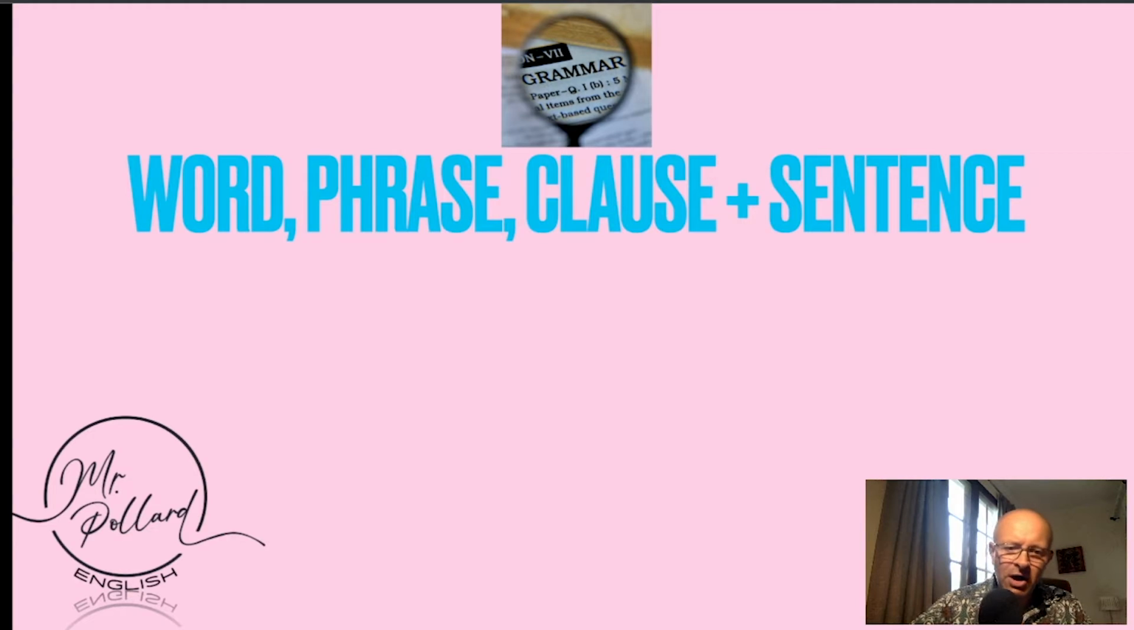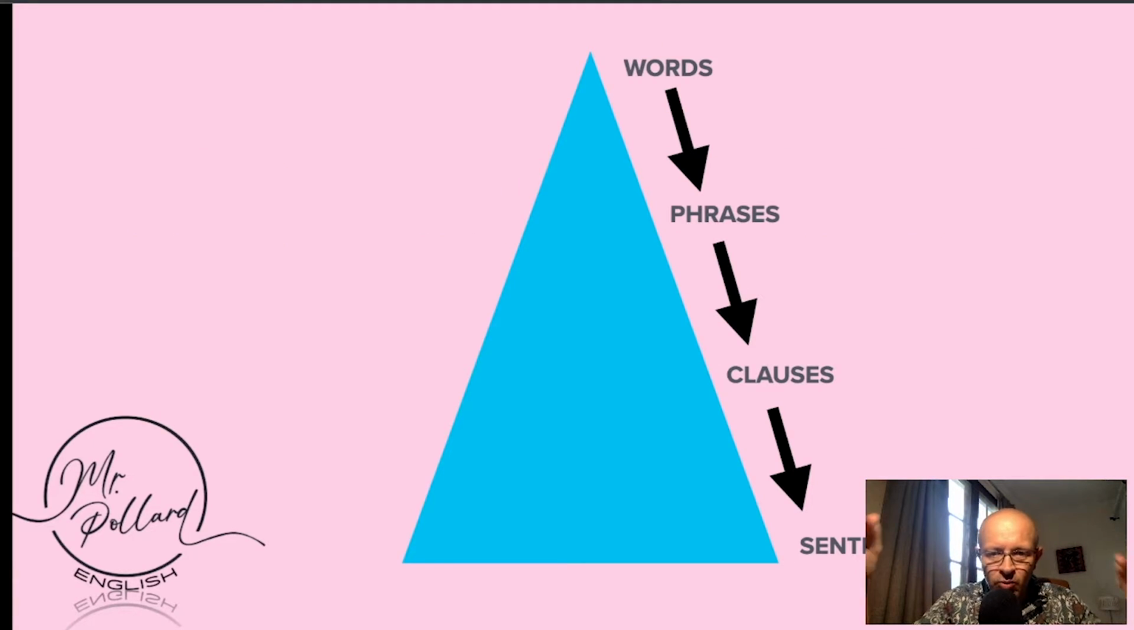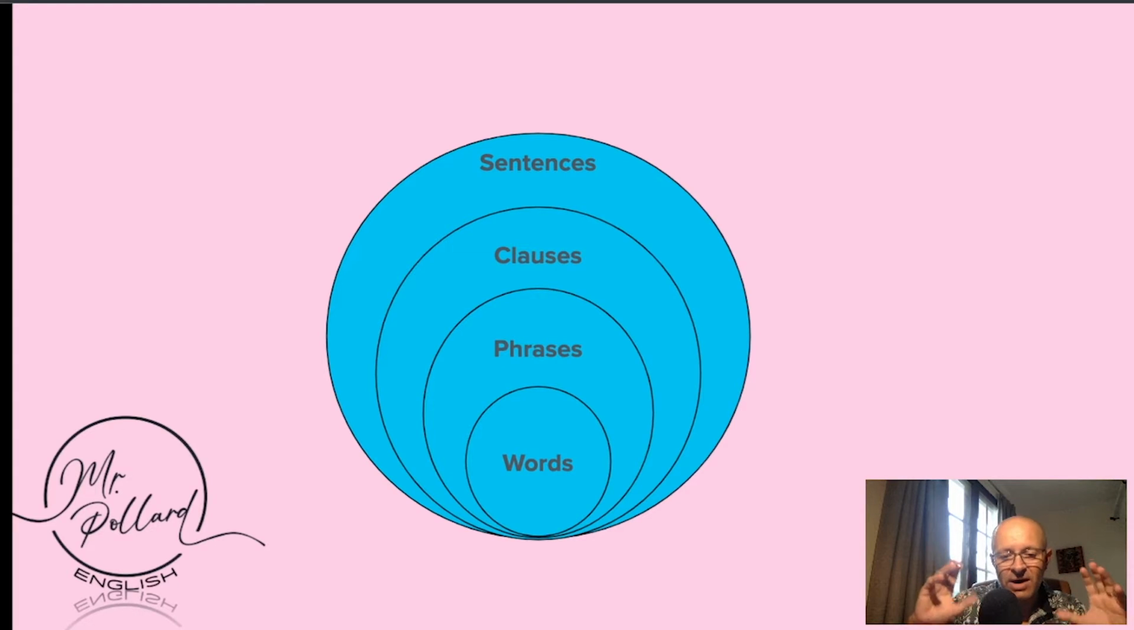In this series of micro videos, we're looking at grammar essentials, and today I want to just give you a quick walkthrough of the differences between a word, a phrase, a clause, and a sentence, and also a little follow-up activity to see if you can remember and spot the differences. So if you can imagine, words are the smallest part, phrase is bigger, clause is bigger, and sentence is the largest. Or a different way round, words, phrases, clauses, sentences.